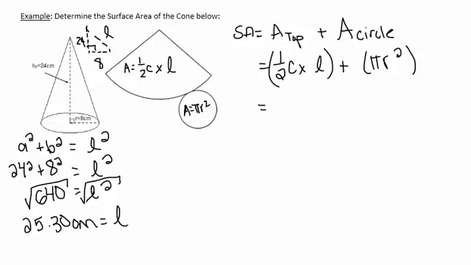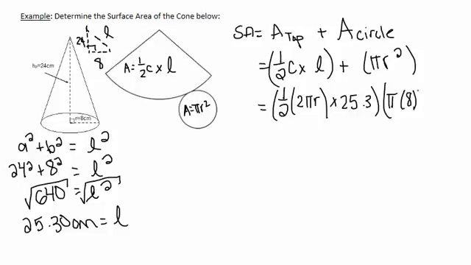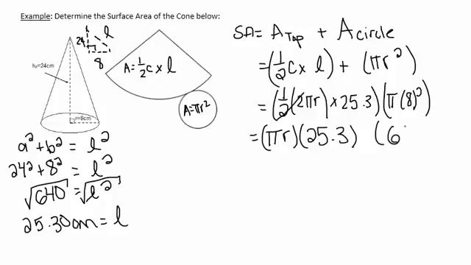So now we can plug it all in. Let's start plugging things in. So we know that circumference is 2 pi r times our slant height, which is 25.3, and then pi r squared, where r is 8 centimeters. Now we can simplify this a little bit. 1/2 times 2, they cancel out because it's just 1, so we're actually left with pi r times our slant height, and then plus 64 pi.